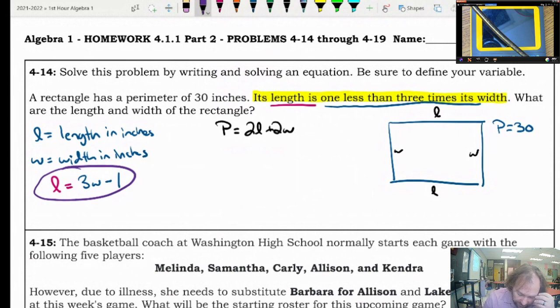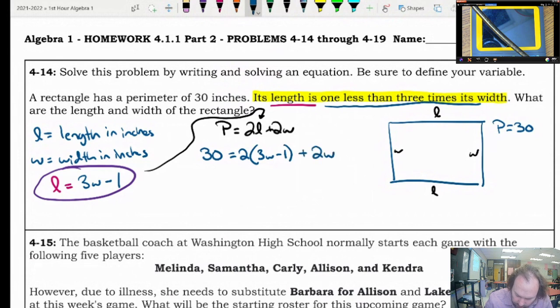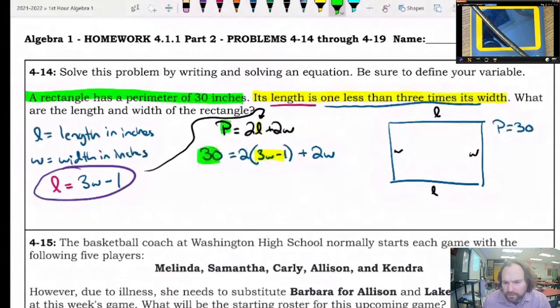So now if you plug that information in right into here, you can actually solve the problem because we know that the perimeter is equal to 30. We also know that the length is actually 3 times the width minus 1. And we know that the 2W is still 2W. So we did 2 substitutions there. We started with the length being 3 times the width minus 1. And we knew the perimeter was 30, so we replaced P with 30 right there.